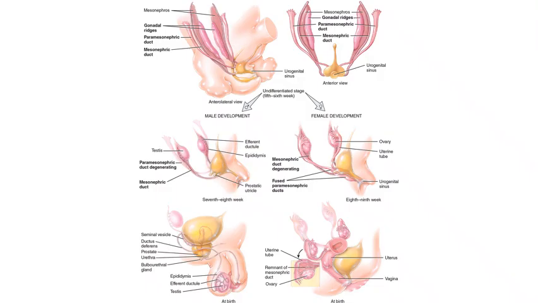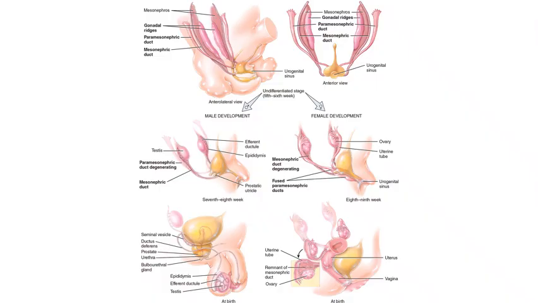The testes connect to the mesonephric duct through a series of tubules that eventually become the seminiferous tubules. Now, the prostate and the bulbourethral glands are endodermal outgrowths of the urethra.